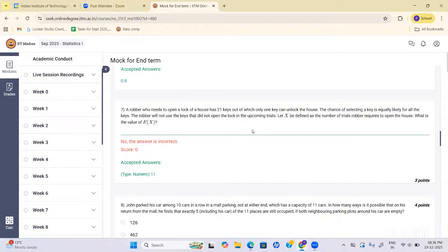But ma'am, previously it states that selecting the key is equally likely. Means each time we can select a key which can open the door is equal in every step. So the probability of opening the door will always be the same because it is an equally likely event. Ma'am, do we have to use 21C1? Like we can use 21C1 for this? 21C1 for what? Choosing the key. Yeah, for choosing the key.